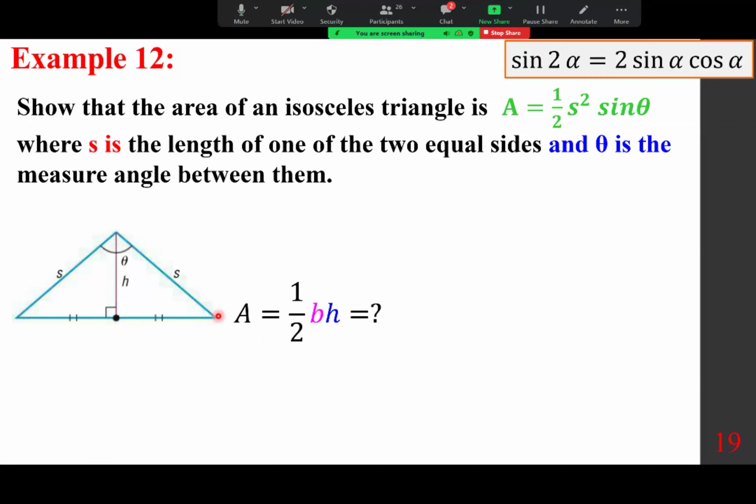This whole thing is the base. So this is half of it, base over 2. This is theta, so this is half of it. This angle is theta over 2. And this is a 90-degree angle. So all we have to do is evaluate the sine and cosine, and there you have it.